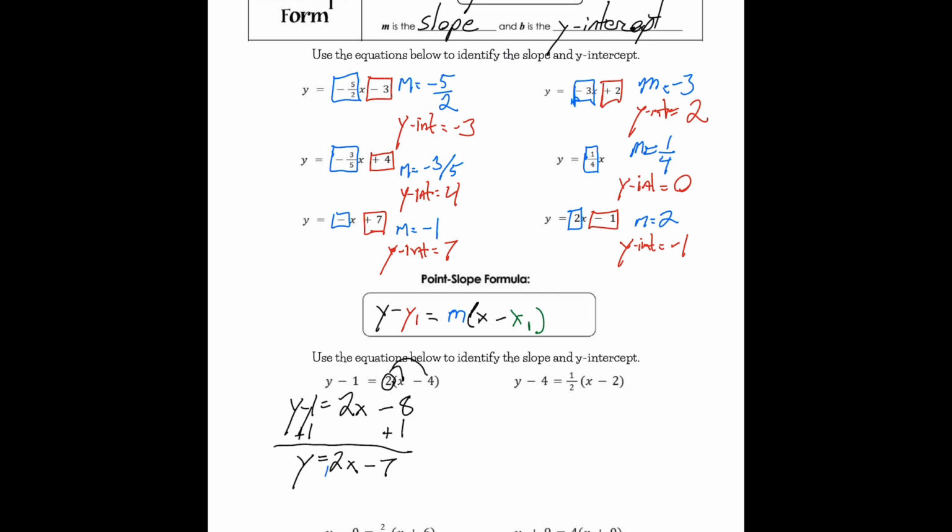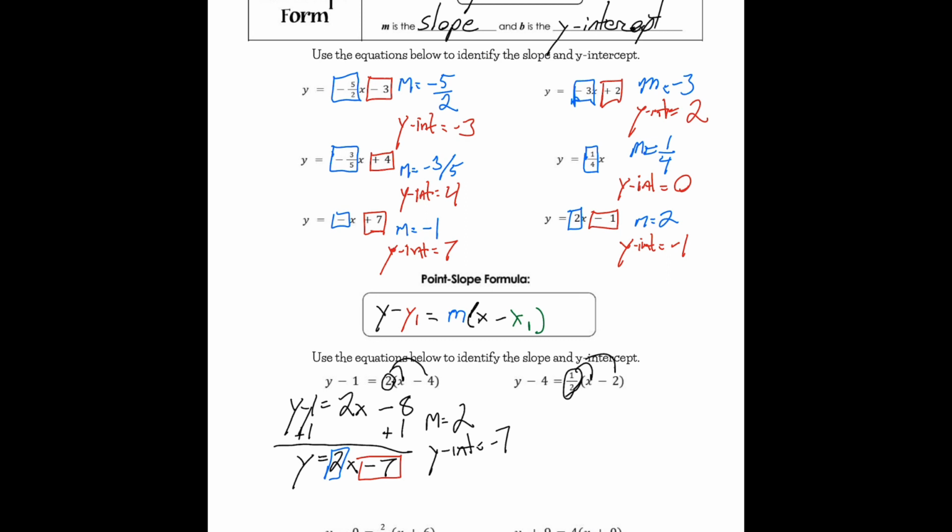Our slope is 2. Our y-intercept is negative 7. Our m is 2. Our y-intercept is negative 7. And then we're just going to do the same thing on these other 3. We are going to distribute the number in front of our parentheses.